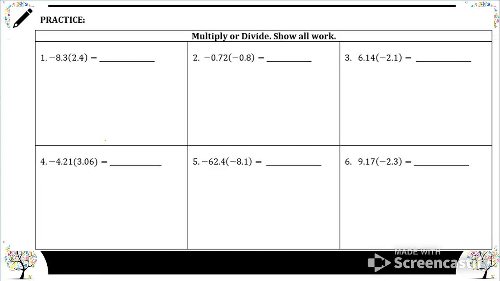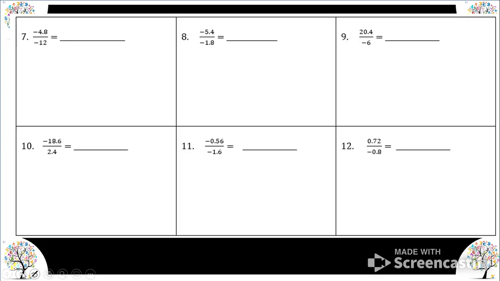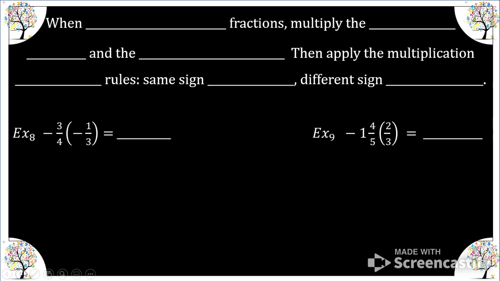Okay, now you practice these problems showing all your work, not using a calculator, and then we will move to the next section of this lesson.